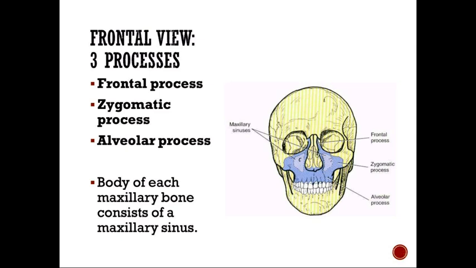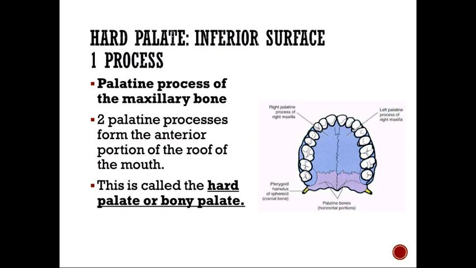From the frontal view, we see the frontal process, the zygomatic process, and the alveolar process, and the body of each maxillary bone consists of a maxillary sinus. We have the hard palate. This is the inferior surface with one process, the palatine process of the maxillary bone. There are two palatine processes that form the anterior portion of the roof of the mouth, and this is called the hard palate or the bony palate.